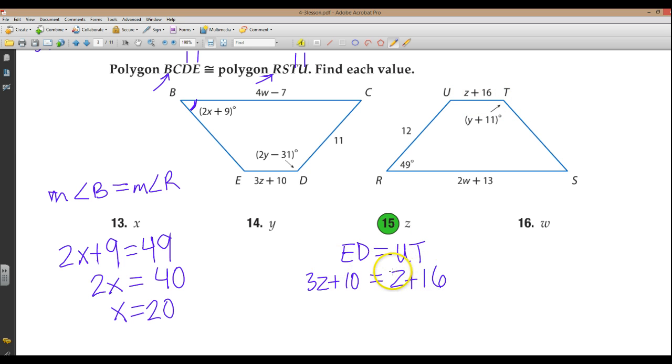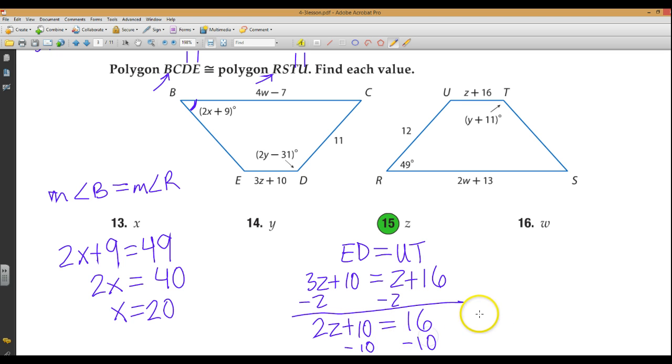So now we want to get z on the same side, so if I subtract z from both sides, I would get 2z plus 10 is equal to 16. So next I would subtract 10 from both sides, and 2z is equal to 6, and divide both sides by 2, and z is equal to 3.